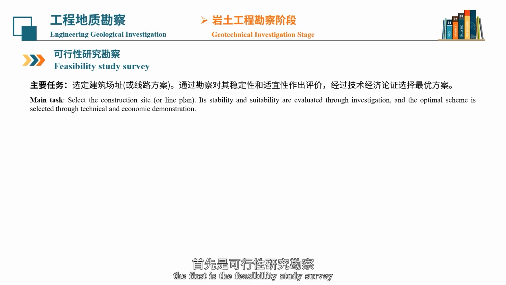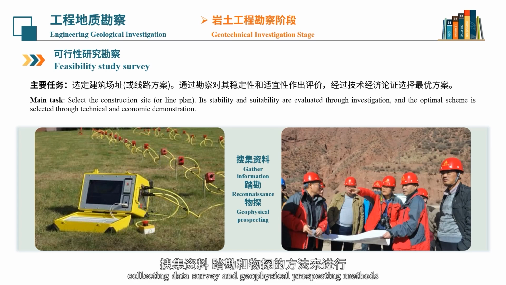Each stage. The first is the feasibility study survey, with the main task to select the site or route scheme of buildings by surveying, evaluate its stability and suitability. After technical and economic demonstration, choose the best solution. The methods of survey include collecting data, survey, and the geophysical prospecting methods.